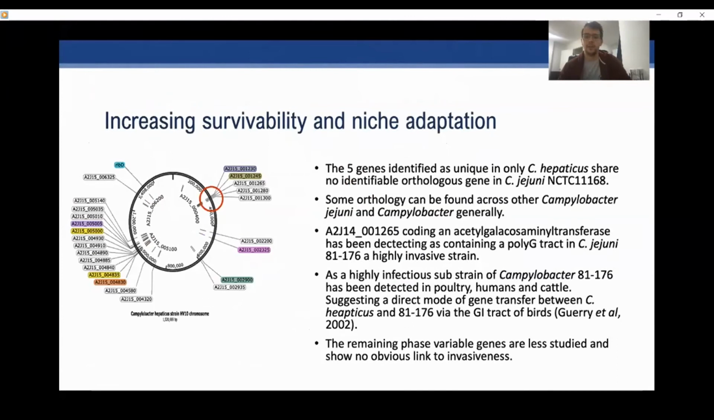So drilling down on these, we noted that there are a few genes there which we could identify immediately as having functions involved in invasion, one of which was the 001265 gene, which codes for a transferase, which, while it has no orthology to CG29, say TREB168, does have orthology to 81176, which is a highly infectious substrain of Campylobacter, which is detected in poultry, humans, and cattle, suggesting that hepaticus might have picked up this gene, and this might be possibly linking back to its invasion into the liver and the cause of spotted liver disease.